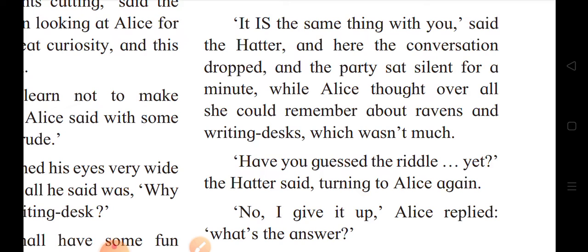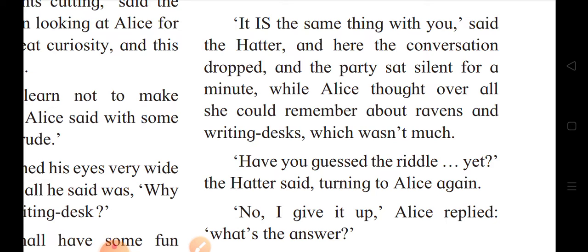But Alice was thinking about the question, that is, how a raven is like a writing desk, the question that was asked by the Mad Hatter. She was thinking about that same statement. "Have you guessed the riddle yet?" the Hatter said, turning to Alice again. So he's now asking Alice whether she has guessed the answer to the question he asked.